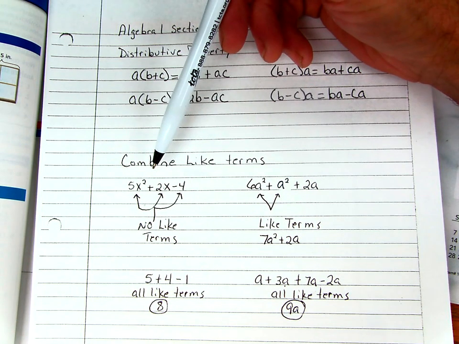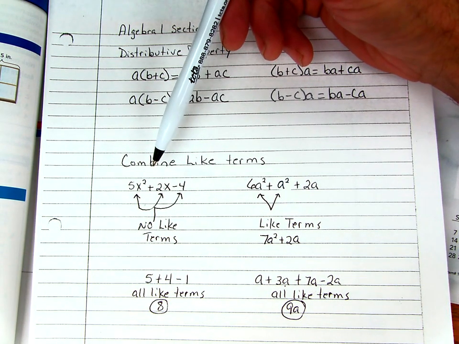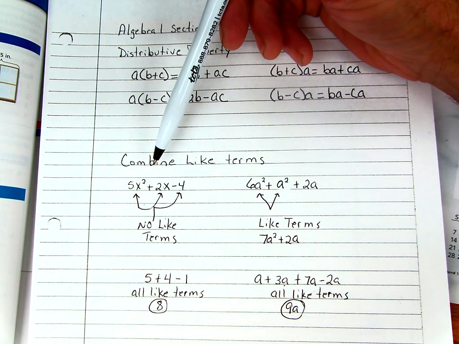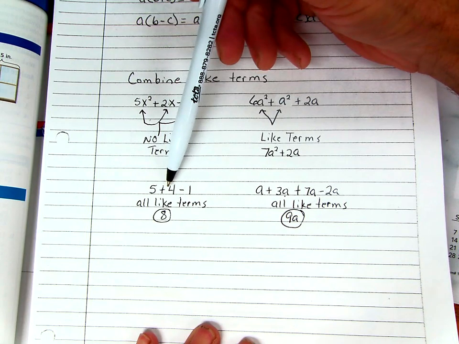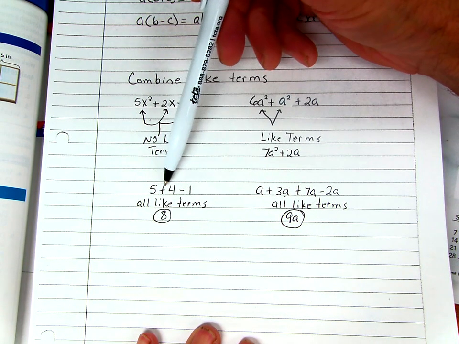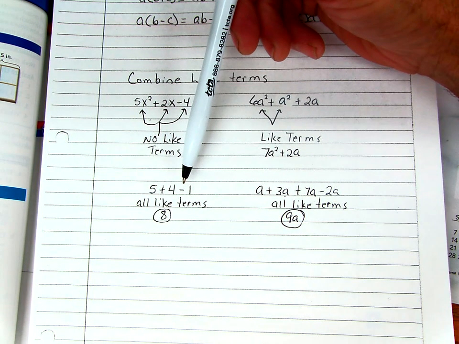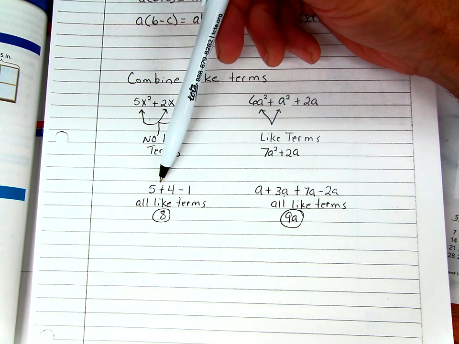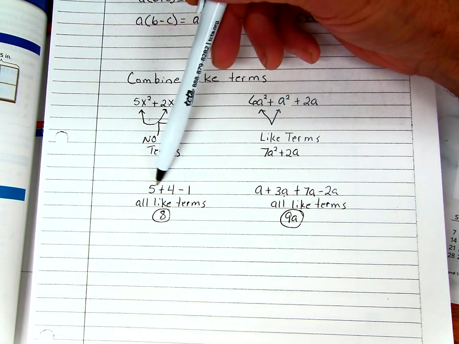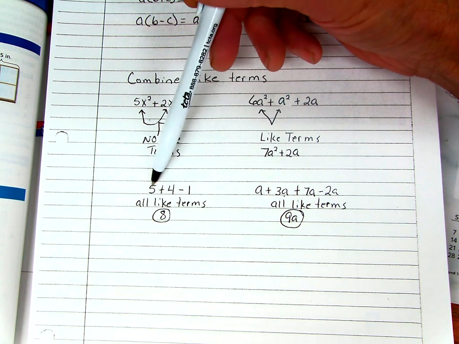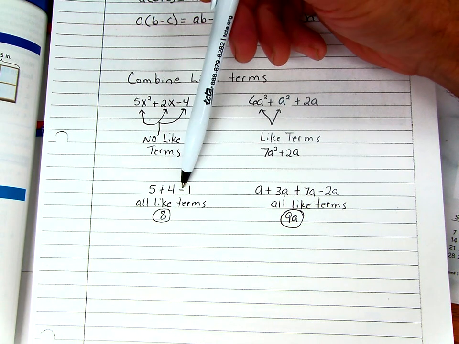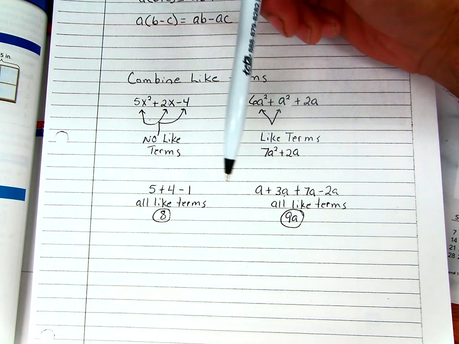In order to put them together by adding and subtracting, they need to have like things. Like things are like 5, 4, 1. They are all three just numbers with no letters with them. These are all like terms. So these can all be combined. 5 plus 4 is 9. Take away 1 is 8.